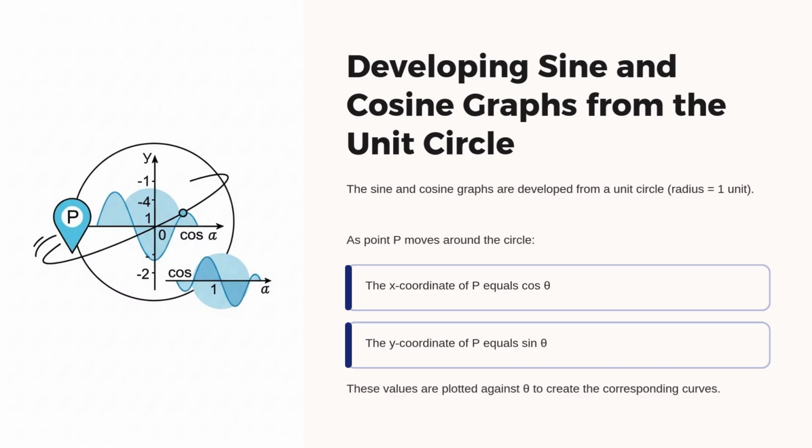The sine graph and the cosine graph are both developed using the unit circle, which has a radius equal to 1 unit. As a point P moves around the circle, its position is described by an angle theta measured from the positive x-axis. The x-coordinate of point P corresponds to the cosine of theta. This means that the horizontal distance from the center to the point gives the cosine value. The y-coordinate of point P corresponds to the sine of theta. This means that the vertical distance from the center to the point gives the sine value. By plotting these cosine values and sine values against the angle theta, we generate the characteristic wave-like curves of the cosine function and the sine function.